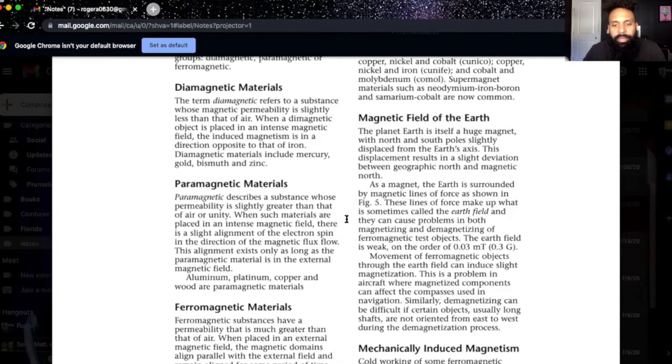Movement of ferromagnetic objects through the Earth field can induce slight magnetization. This is a problem in aircraft, where magnetized components can affect the compasses used in navigation. Similarly, demagnetizing can be difficult if certain objects, usually long shafts, are not oriented from east to west during the demagnetization process.